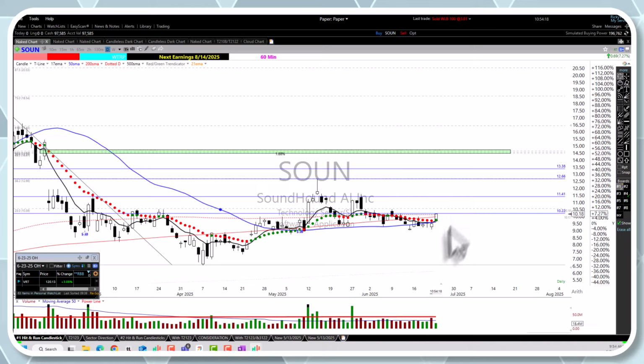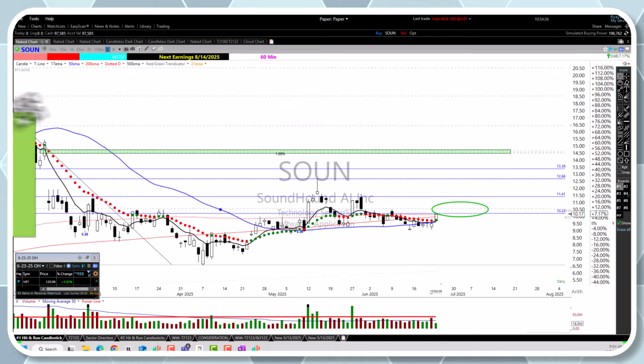Anyway, I think it's a great looking chart. I don't think it's a buy for me because I don't like all this stuff right here. I would rather for it to break out. So what I'm going to do is put a little bubble up here. That'll tell me that I'm interested. I'm also going to do this.